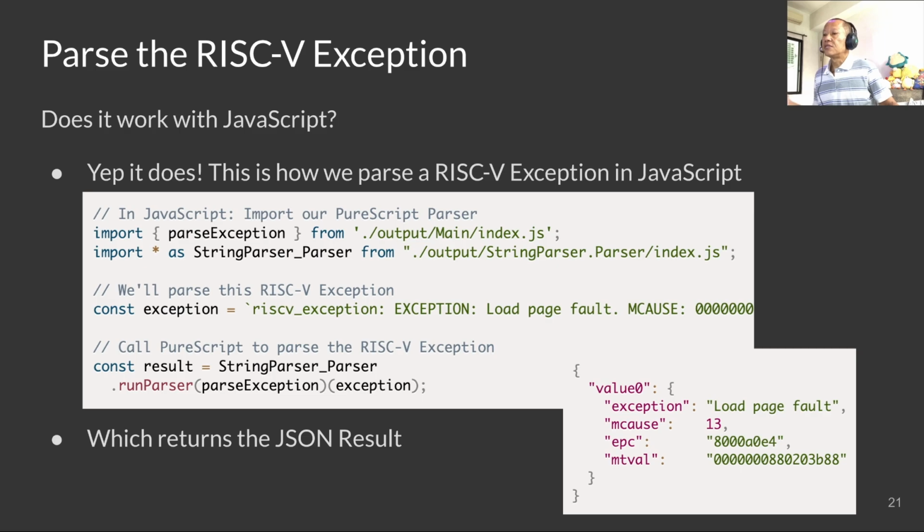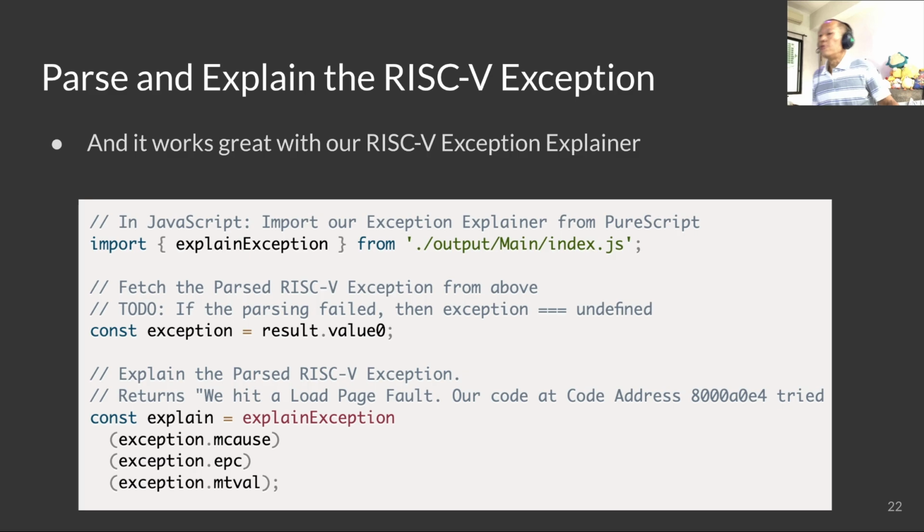We have created a string parser in PureScript that parses a RISC-V exception. This is how we call the string parser from JavaScript. We pass the exception string to PureScript, and we get this JSON result with the exception info. Remember our RISC-V exception explainer from earlier? It works great with our exception parser. Thus, we have a PureScript function that extracts the exception info and another PureScript function that will accept the exception info and explain it.